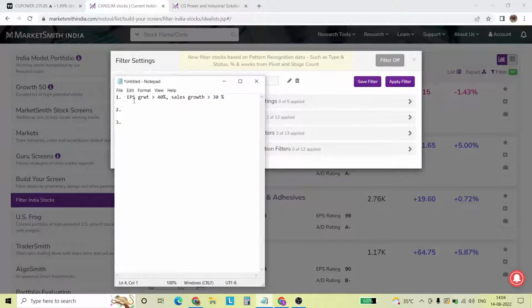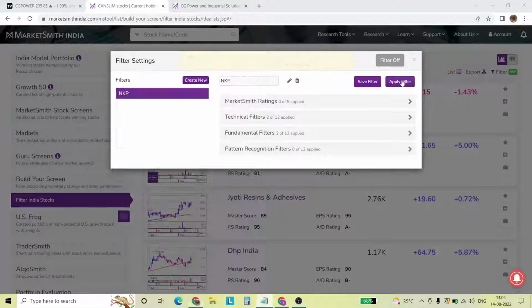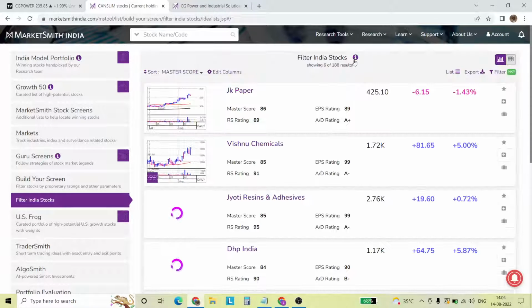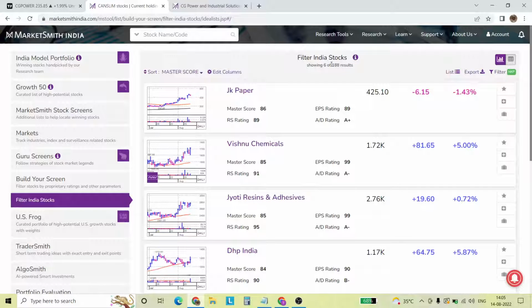So now the first one, let's see, EPS growth. We are going to apply the filter and it will just list us the stocks. I think some 100 stocks it will list us. Yeah, it is listing 188 stocks that meet our criteria. Now all I'm going to do is open the chart.